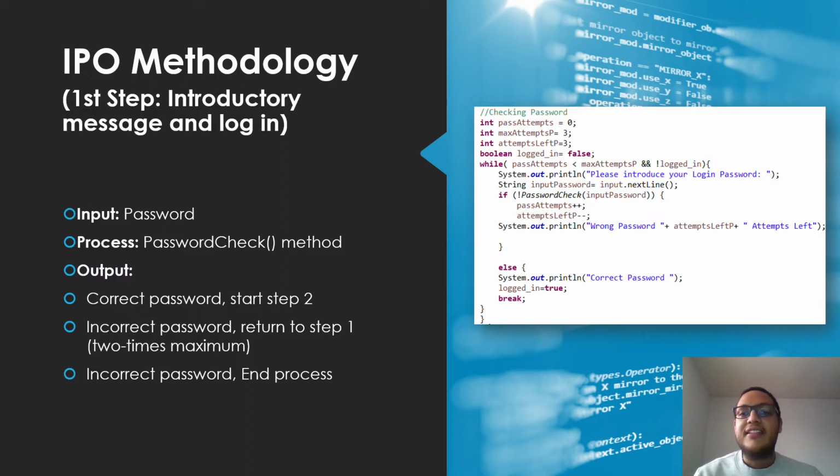So the system will ask to introduce the password, and then with this line we are going to apply the method that we have explained before. And according to the result, we have different variables that are going to increase or decrease. Finally, the main response is to have a true if the password is correct, or break if the maximum attempts are used and you don't have any attempts left.